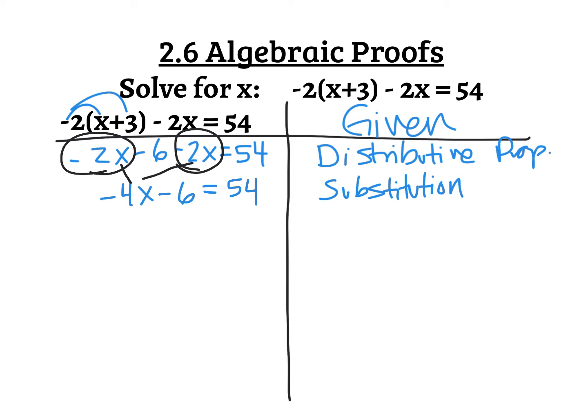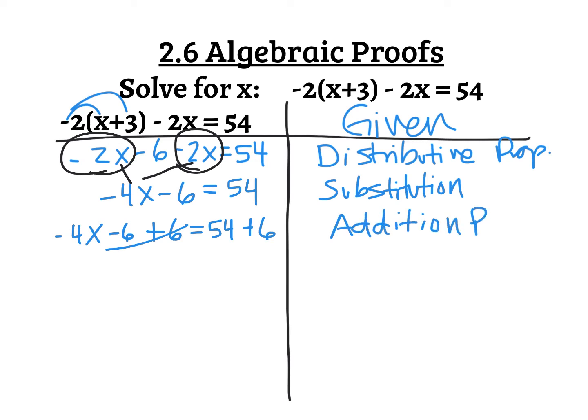Right? Now, if I wanted to solve for x, I'm trying to get rid of that 6. So I'm going to add 6 to both sides. So I have negative 4x minus 6. I'm going to add 6 on the left, and I have 54, and I'm going to add 6 on the right as well. By adding 6's on both sides, what are we doing here? We're trying to cancel the 6's on the left. If we're adding on both sides, we call this the addition property. This is called the addition property of equality.